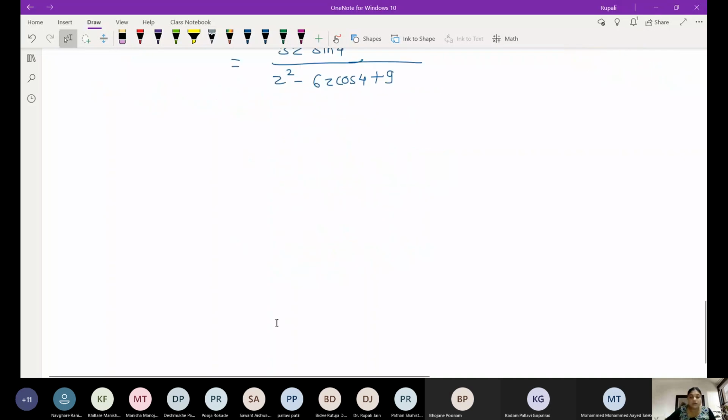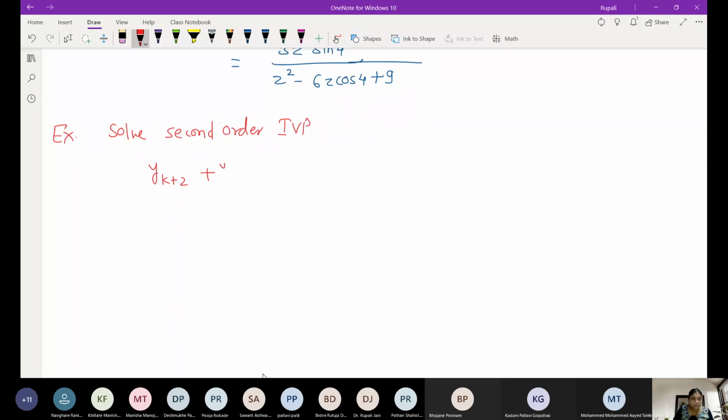So we have seen how to solve first order initial value problem. Now we will take one example of second order initial value problem. Solve second order initial value problem.